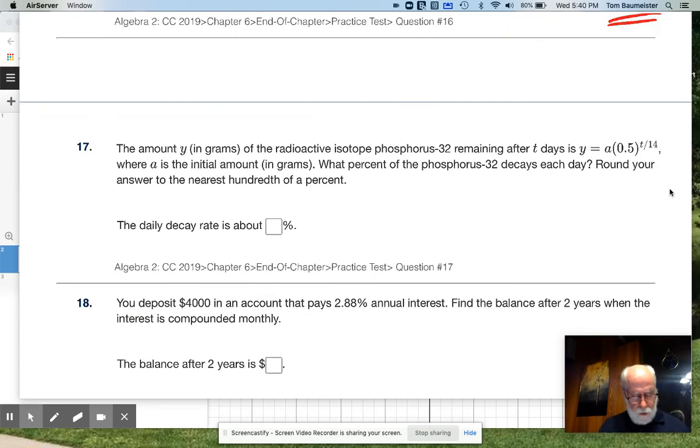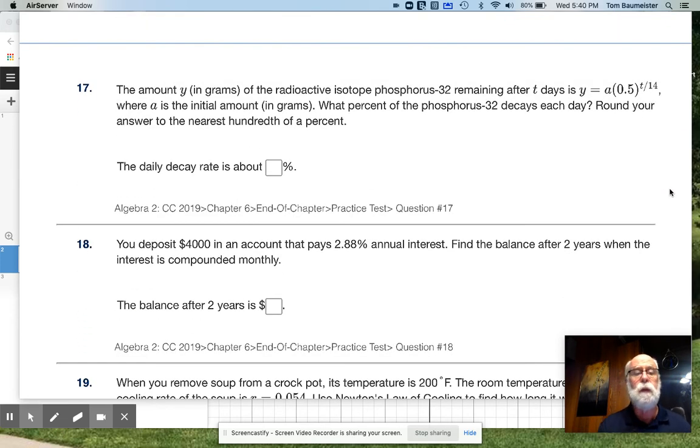Number 17. Boy, a lot of word problems on this one today. So, the amount Y in grams of the radioactive isotope phosphorus-32 remaining after T days is Y is equal to A times 0.5 raised to the T divided by 14th power, where A is the initial amount in grams. What percent of the phosphorus-32 decays each day? Round your answer to the nearest hundredth of a percent.